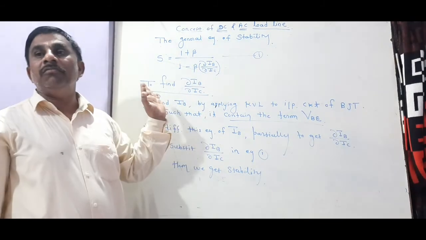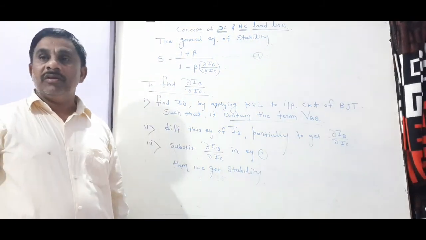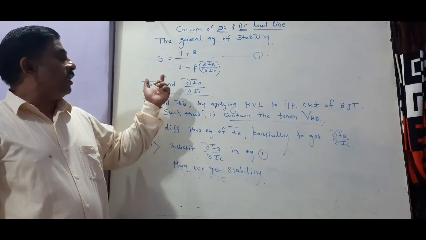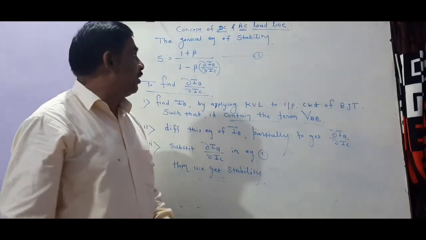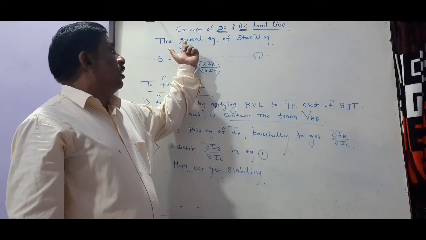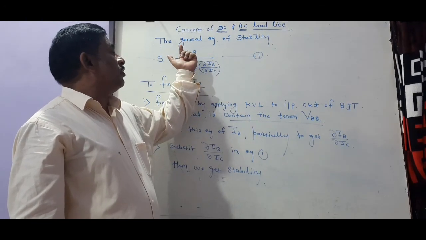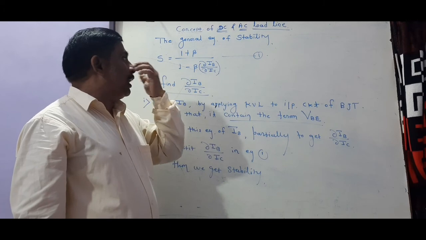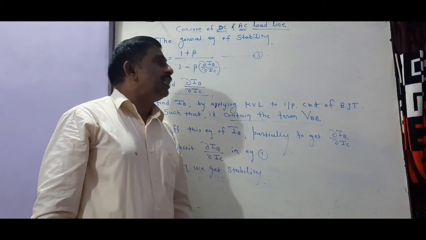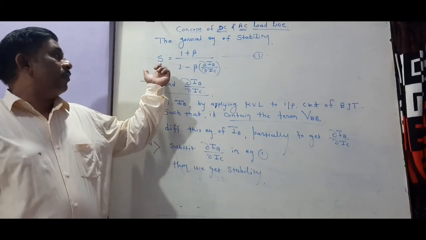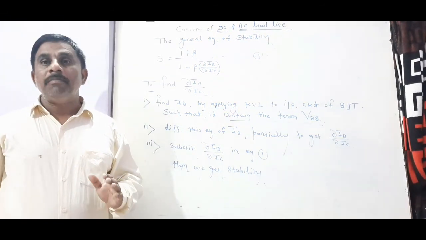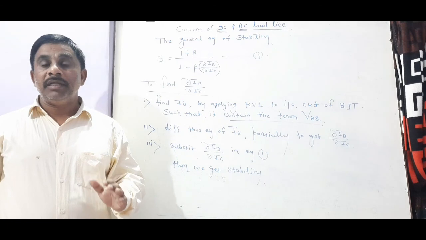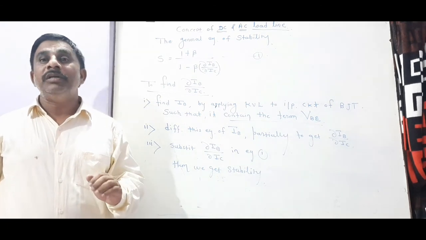We get the stability. After that, the stability factors S' and S'' can be found out. We will explain this concept of stability by taking an example in the next class. In the next class we will also discuss the biasing of the transistor, what the methods of biasing are and how it can be achieved.